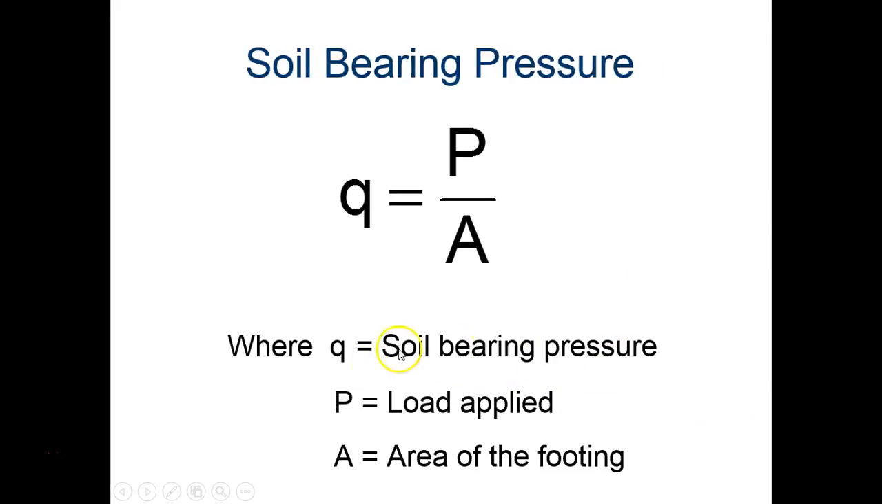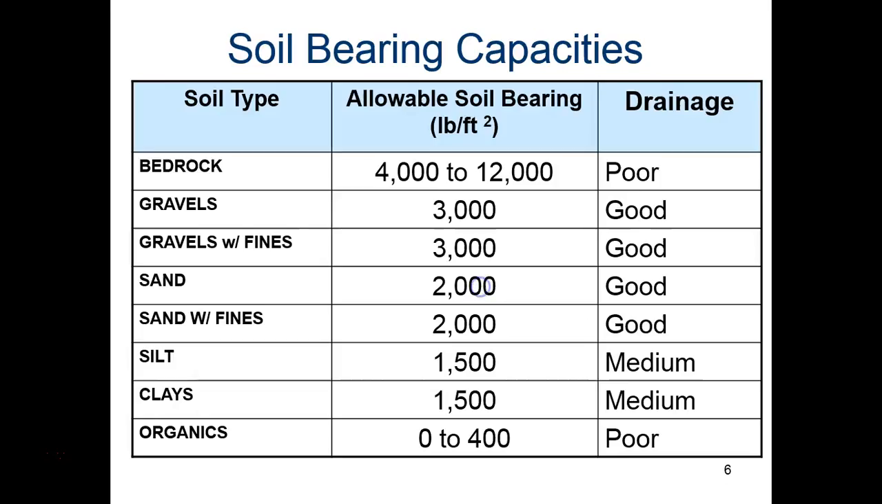Soil bearing pressure is often given the variable Q because we use P for load or force. P is load or force, and then the area of the footing. We're talking about the flat horizontal area, not the depth or the height of the footing.